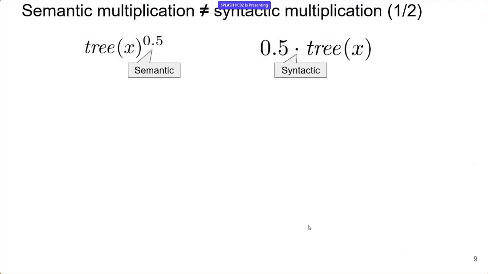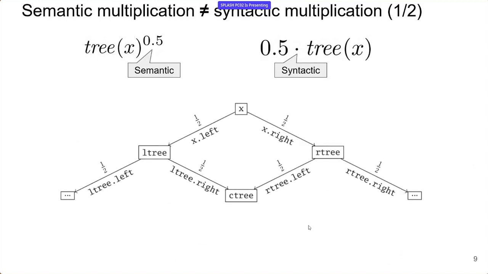So let me give you two examples of why these two multiplications are actually different. Let's start with the tree, and let's see what half of a tree means semantically and syntactically. So we represent here some data structure. The notation is a bit different, but this 1 divided by 2 here means that we have half permission, so 0.5 permission to L3. We have 0.5 permission to x.right, and etc. And this looks almost like a tree, except this is not a tree because we have this node here, C3, that has two parents. So this is just a directed acyclic graph.